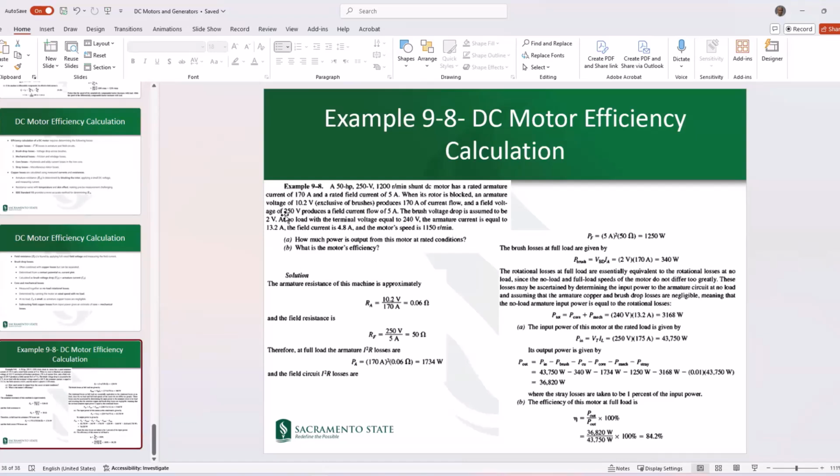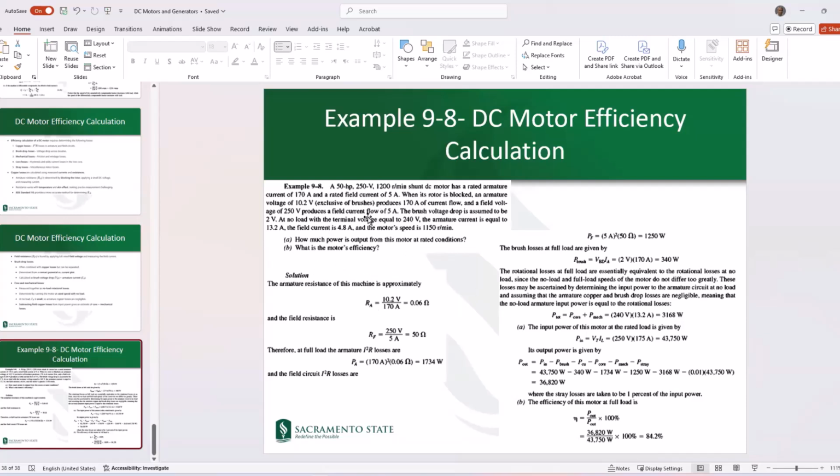And a field voltage of 250 volts would produce a field current flow of 5 amps, which is the rated field current. The brush voltage drop is assumed to be 2 volts. At no load with the terminal voltage equal to 240 volts, the armature current is equal to 13.2 amps, the field current is 4.8 amps, and the motor speed is 1150 RPM. So the first question is, how much power is output from this motor at rated conditions? And the second question is, what is the motor's efficiency?